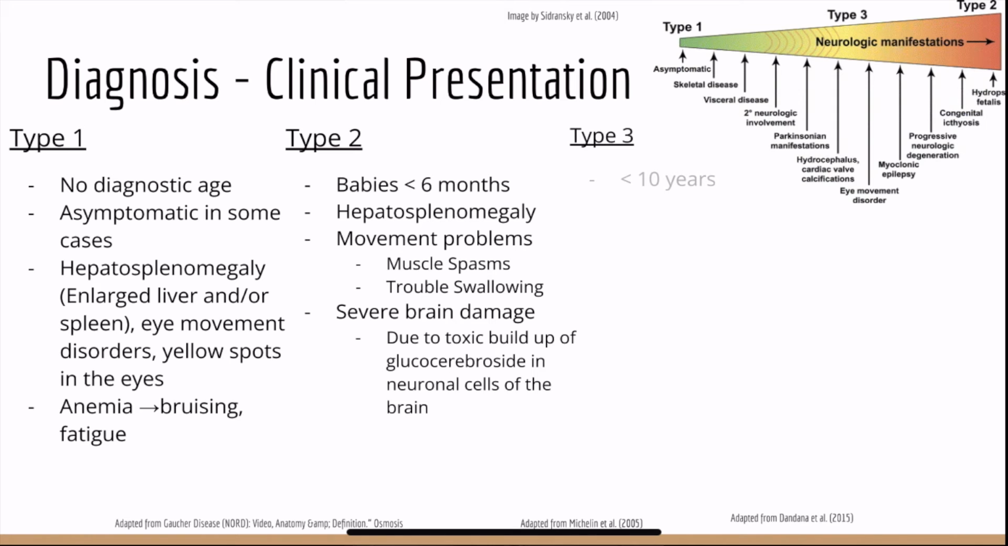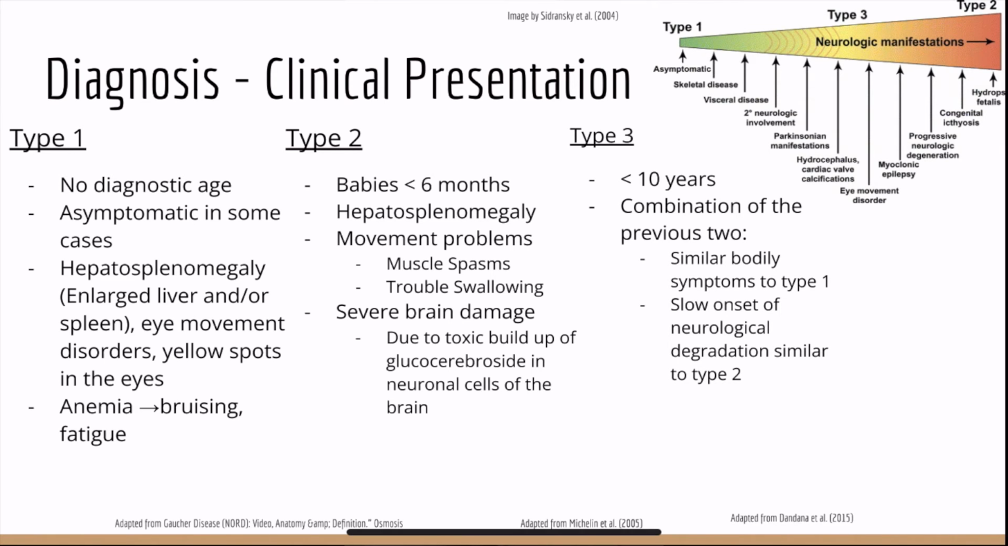Type 3 is usually diagnosed within the first 10 years of life and is a combination of the previous two types, with similar bodily symptoms to type 1, but with neurological degradation similar to type 2 but with a slower onset. Those with type 3 may also struggle with seizures.